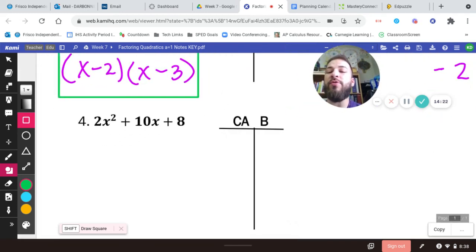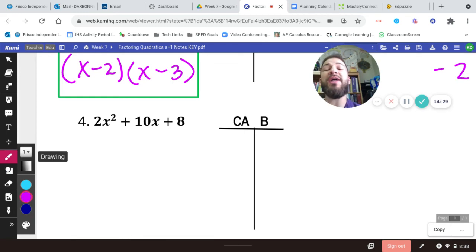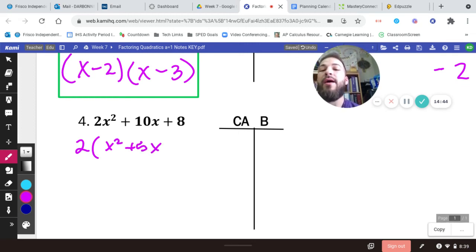I also noticed that 2 is already the lowest number, so I can't pull out a number any higher than 2. So that means not only is 2 possibly my GCF, 2 is my GCF. So if I take a 2 out of all of these terms, so I'm dividing every term by 2, so 2x squared divided by 2 would be 1x squared. 10x divided by 2 would be 5x. And 8 divided by 2 would be 4.